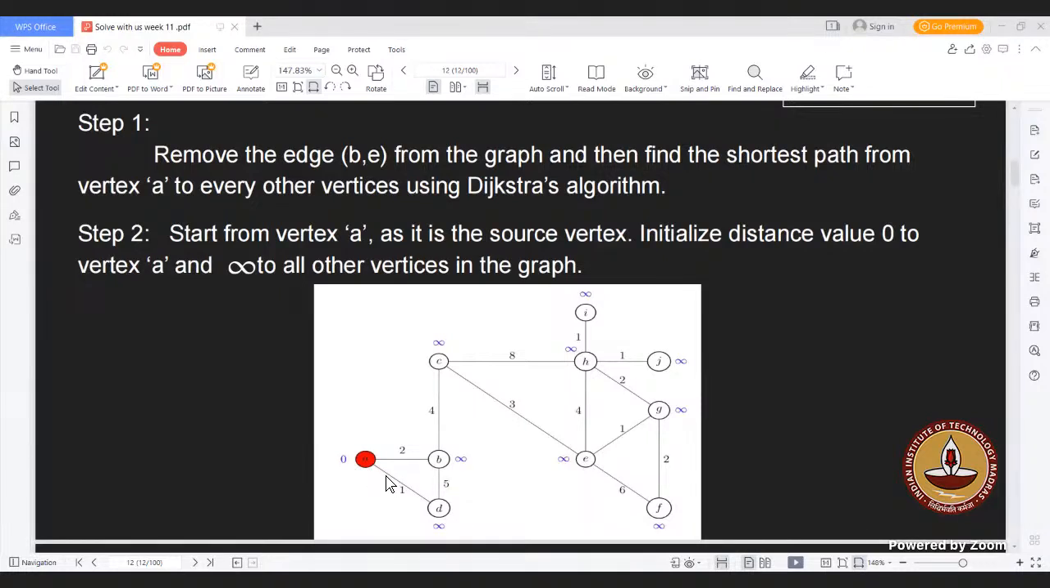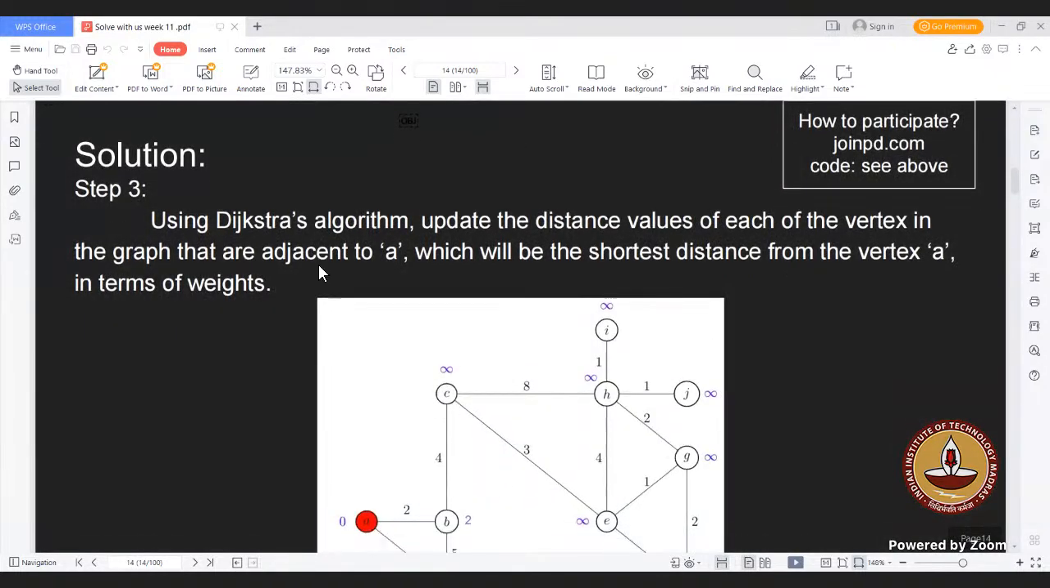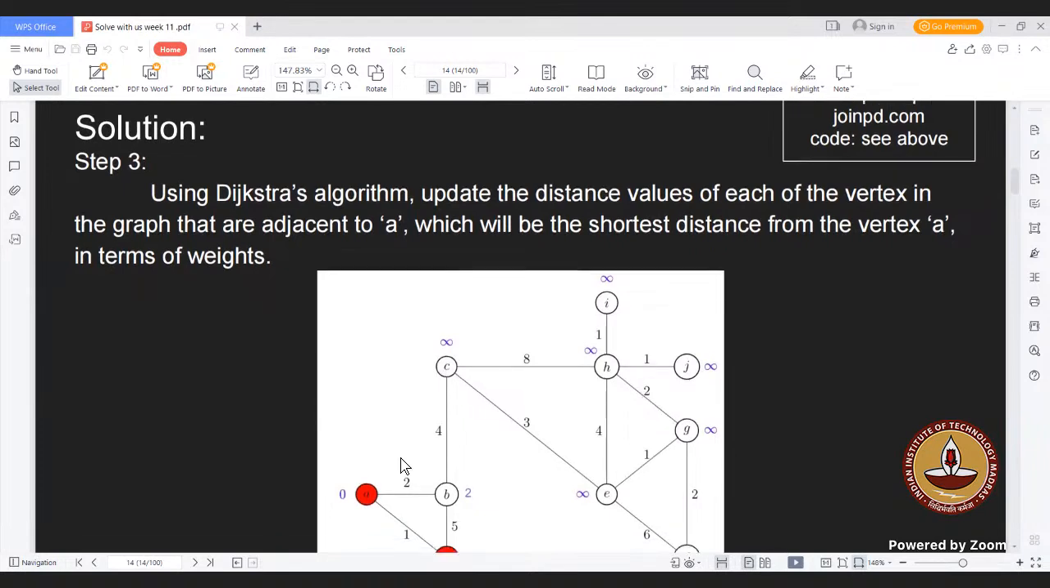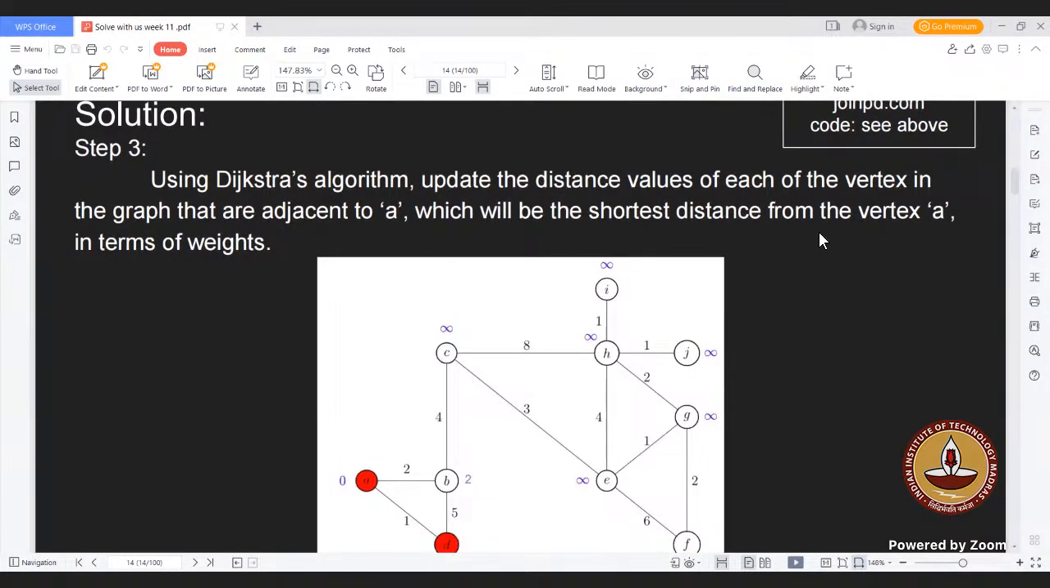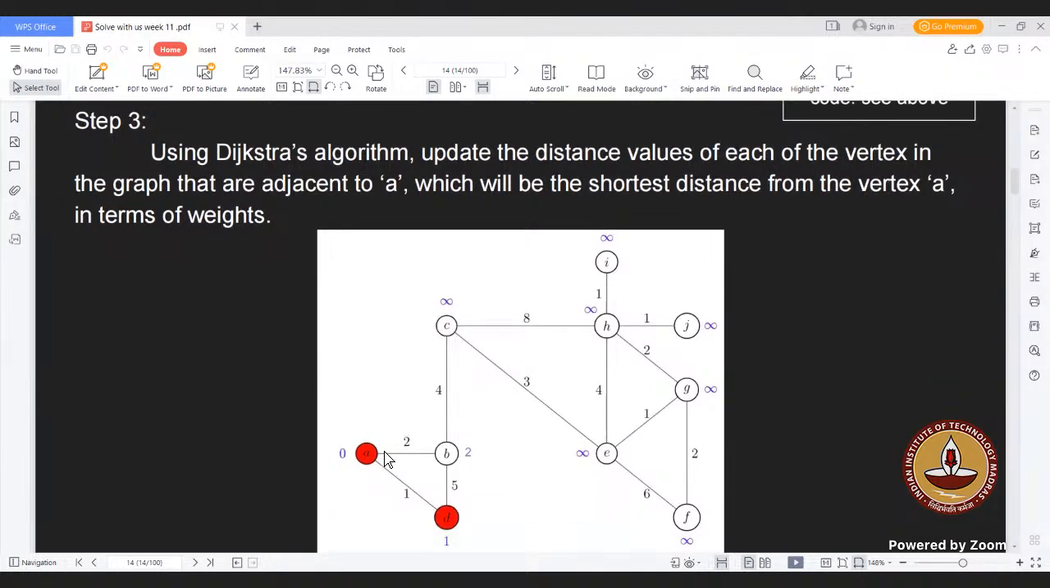So which one will be reached first, the node B or vertex D? D, since this is the shortest path, right? So first this will be reached. Now tell me, what is the minimum between 1 and infinity? 1. So D will be initialized to 1. Using the algorithm, update the distance values of each of the vertices in the graph that are adjacent to it. Adjacent to A are B and D. Which will be the shortest distance from vertex A in terms of weight? In terms of weight, we can see D is the shortest. So we'll just update the distance from infinity to 1, right? And what will be this distance? It will be 2, right?